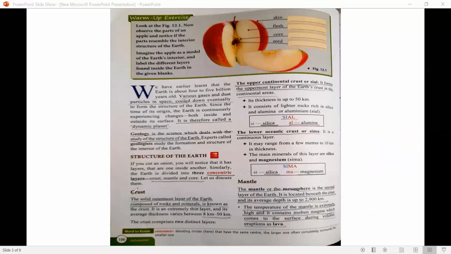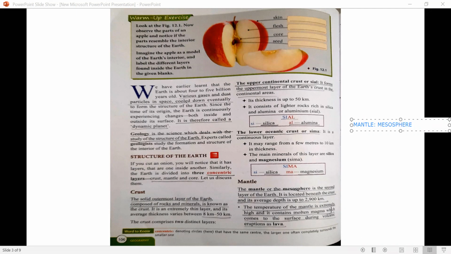Now we have learned what the crust is. How small this topic was. Now we are going to learn what the mantle is. The mantle, also known as the mesosphere, is the second layer of the earth, which comes after the crust. So which layer comes after the crust? It is one and only the mantle. It is also known as the mesosphere.